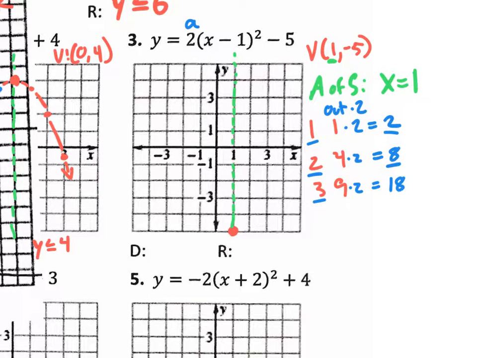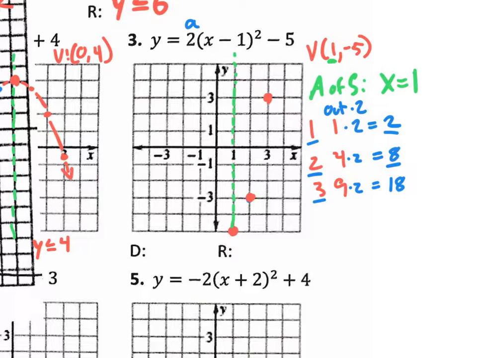Let's see what happens. So from this vertex, we know it opens up because it's positive. So you're going to use 1, 2. So go 1 over, 2 up. Let's put a dot right there. I should do that in red. Let's go back to the vertex and go 2 over and 8 up, right? So we have 5, 6, 7, 8 right there.